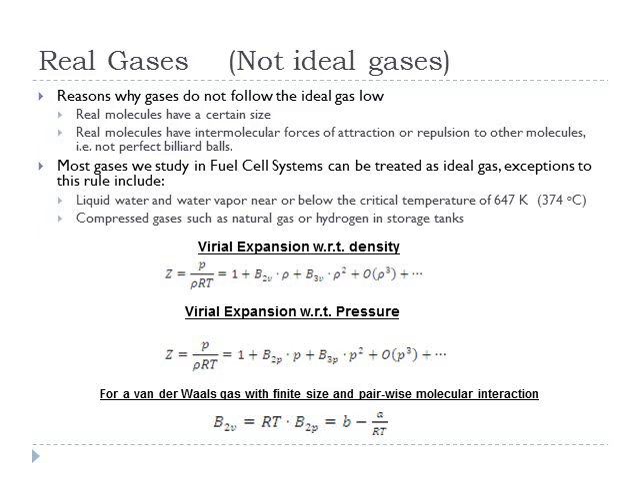And the ideal gas law being that PV is equal to nRT. Okay, so real molecules actually have a certain size, and real molecules have intermolecular forces of attraction or repulsion to other molecules. Which what we're saying is they're not perfect billiard balls with no volume. And when you start including the size and the intermolecular forces, you can't use the ideal gas law.